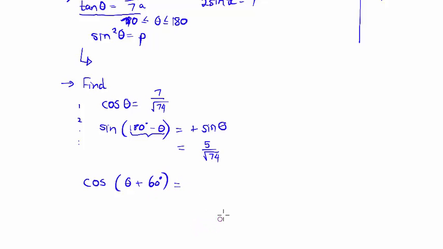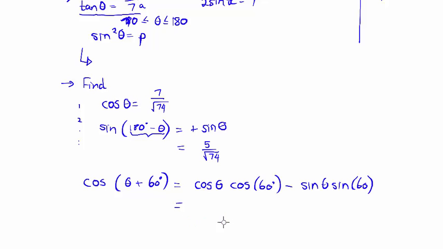How would we do that one? Won't we expand it to cos theta cos 60 minus sine theta sine 60? Excellent. And because cos 60 and sine 60 are, what do you call them?